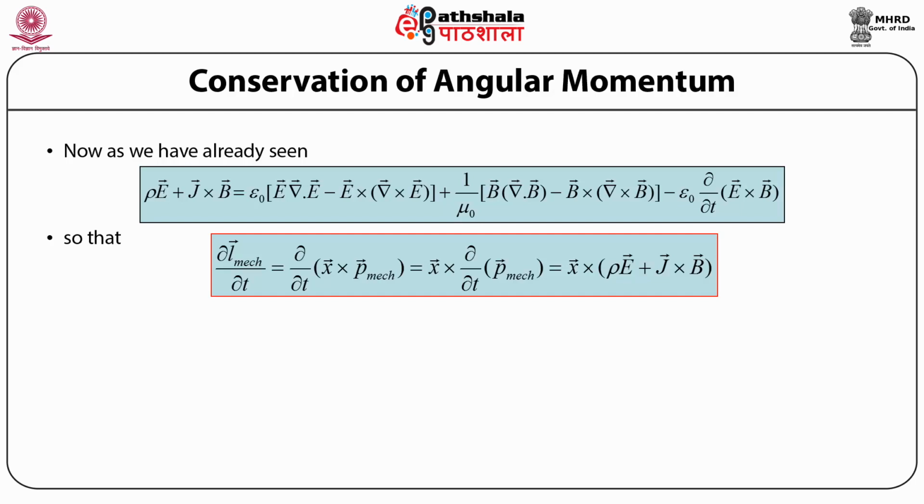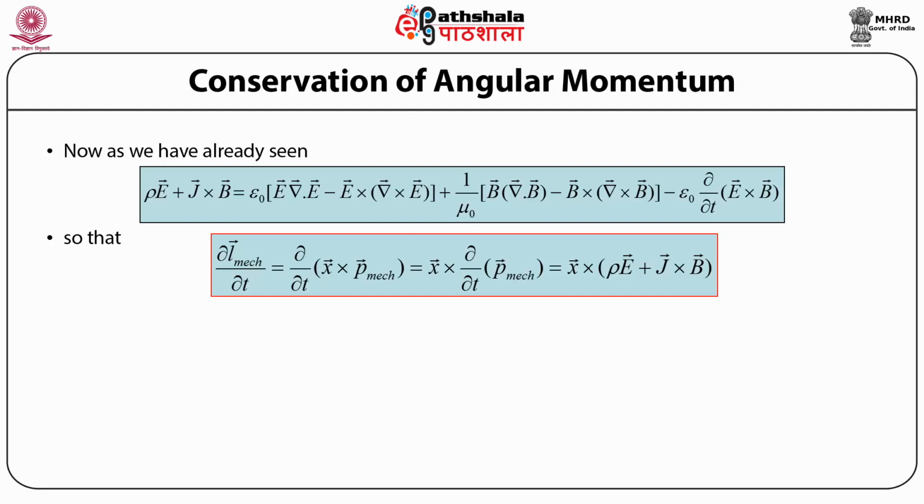So we get the cross product of the position vector X with the partial time derivative of the mechanical linear momentum P subscript mechanical. And then this can be written, using the above expression and the expression that we had written earlier, as the cross product of the position vector X with bracket open the charge density times the electric field E plus the cross product of the current density and the magnetic field induction vector B bracket close.